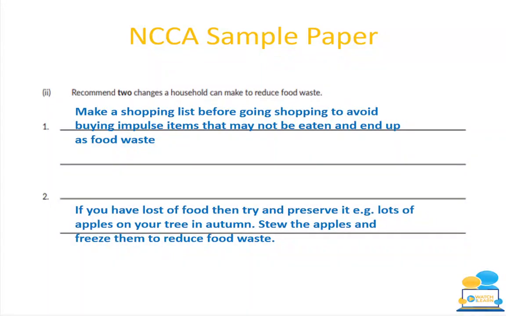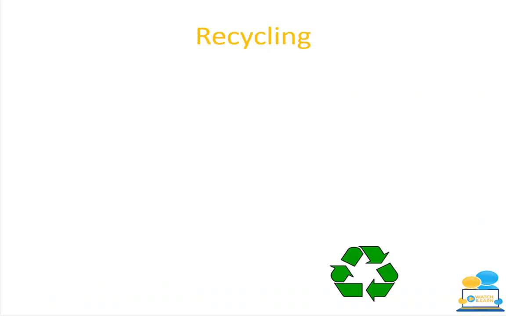Here is another NCCA sample paper. So it says to recommend 2 changes a household can make to reduce food waste. So number 1 would be to make a shopping list, okay, to avoid impulse buying so that you are not buying stuff that will not be eaten and could end up as food waste. If you have lots of food, okay, try and preserve it. So for example, if you have loads of apples growing on your tree in the autumn, stew them and freeze them and use them throughout the year.